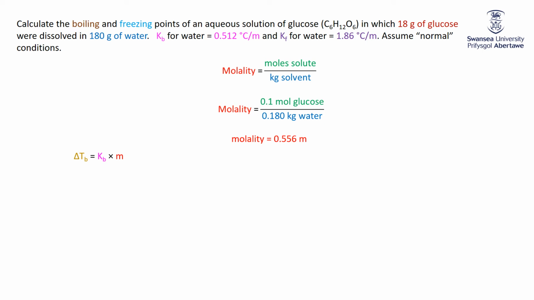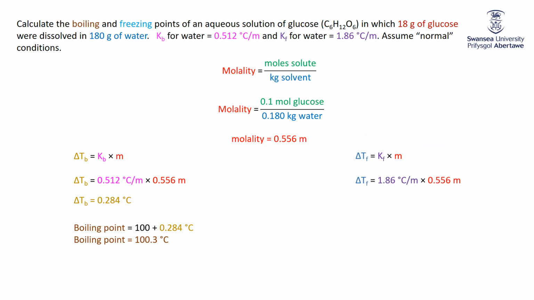Change in boiling point is Kb, which I tell you, times the molality, which we just figured out. Pop that in. Change in boiling point, 0.284 Celsius. In other words, this solution boils at about 0.3 degrees Celsius more than the solvent, more than pure water. Water, of course, boils normally at 100, so 100 plus 0.284 is about 100.3 degrees Celsius.